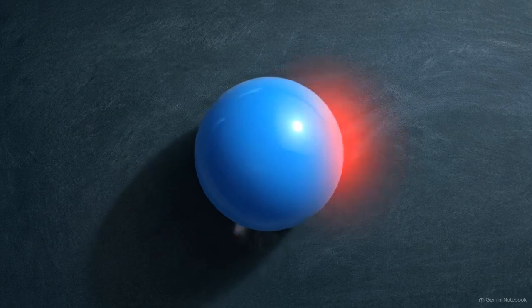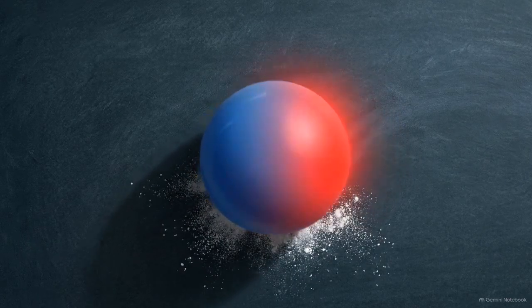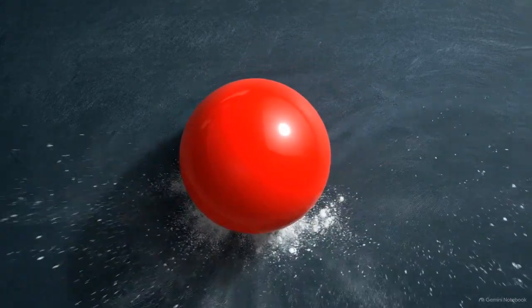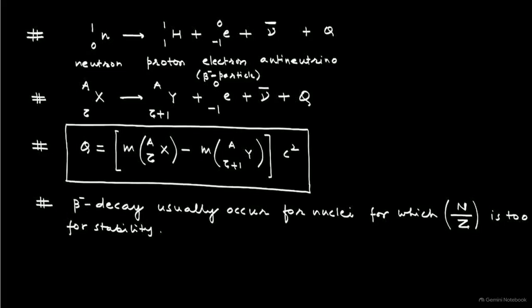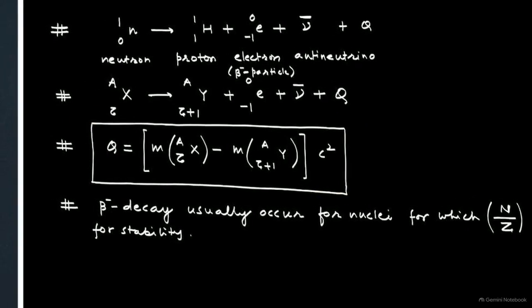To correct this, the nucleus undergoes beta-minus decay. A neutron converts into a proton, releasing an electron and antineutrino to conserve charge. We calculate the energy released using this equation for the beta-minus Q value, subtracting the daughter atom's mass from the parent atom. The emitted electron's mass isn't subtracted because it's already accounted for. The daughter's atomic mass includes the extra orbital electron required for neutrality.